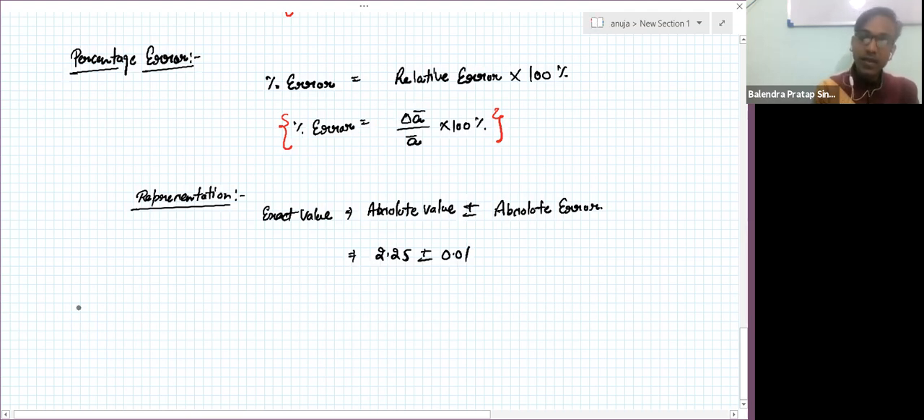Plus or minus means it has error values of plus 0.01 and minus 0.01. So one measured value is like 0.24 and another measured value is like 0.26. This is the representation. All things will be very clear in the next problem which I am going to solve.